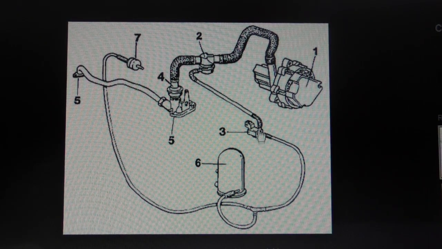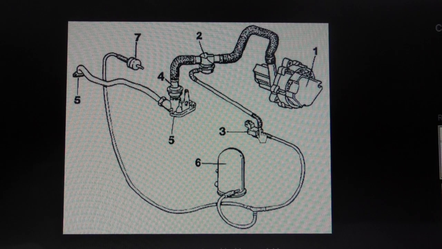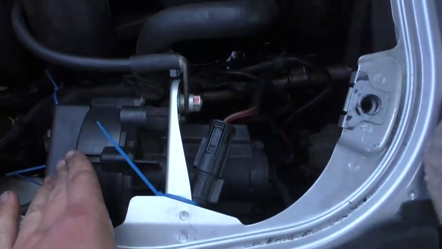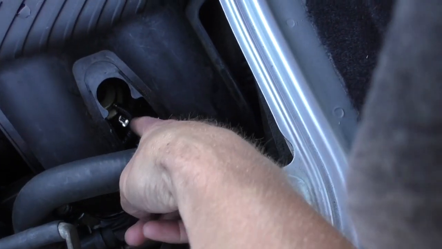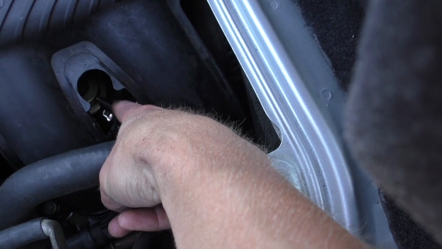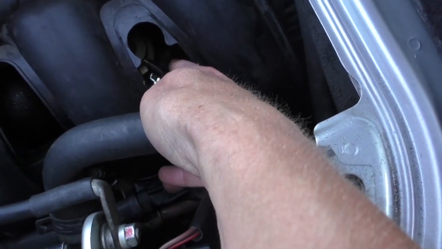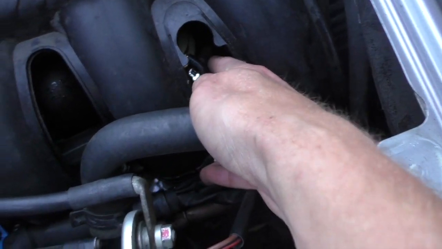So inspect that, make sure there's no breaks in the wires, or there could be a problem with the ECU for some reason not sending a signal to the switch. So if your pump is running and you're feeling strong suction off of the vacuum line, what you're going to want to do next is get this valve out of here.